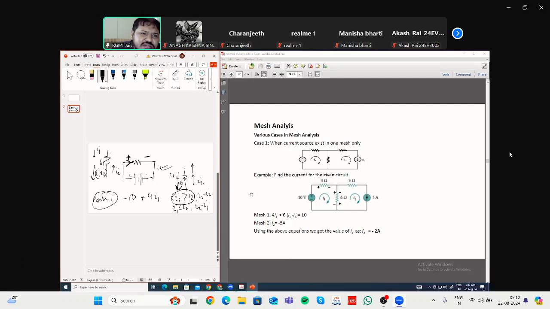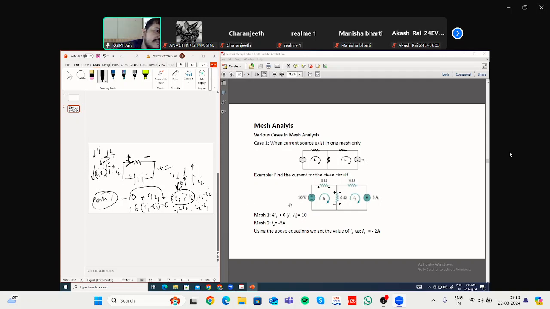If the net current is flowing in this direction, it is entering from this side, so this will be positive, and leaving from this side, so this is minus. If you encounter this 6 ohm resistance in a clockwise direction, you will encounter the positive sign first. So positive, the value of the resistance is 6, and the amount of current is I1 minus I2. That will be equal to 0. The minus 10 you can take on the other side, the other things will remain the same: 4I1 plus 6(I1 minus I2) is equal to 10.